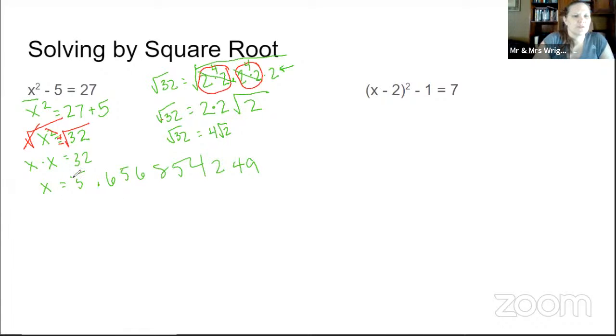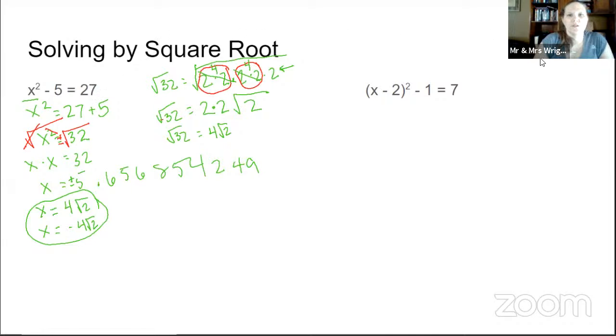Don't forget to have your plus or minus. We didn't do that here. So x is positive 4 square root of 2, and x is negative 4 square root of 2. Those are my two answers, two solutions, two roots, or two zeros to the equation x squared minus 5 equals 27.